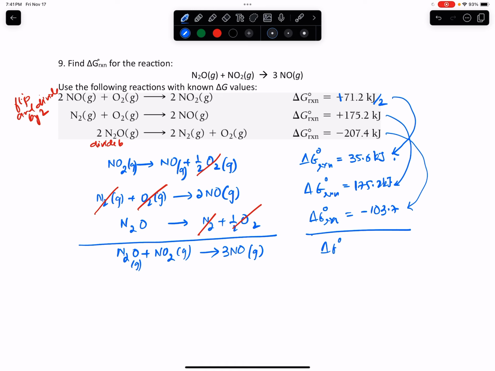And if I add the delta G's, that gives me 107.1 kilojoules. There you have it.